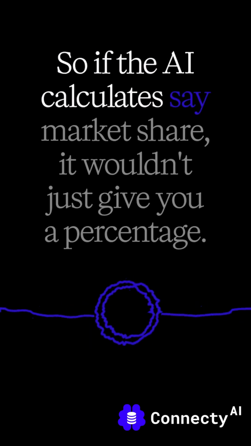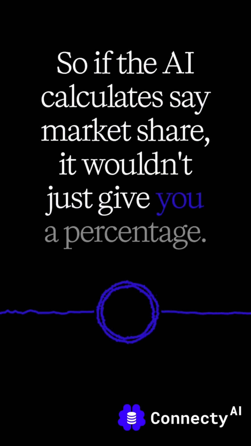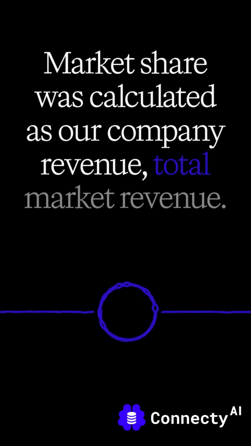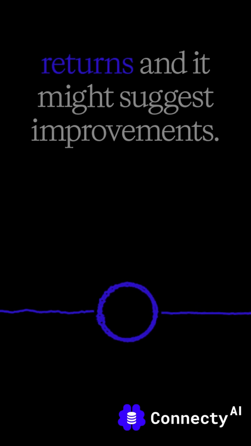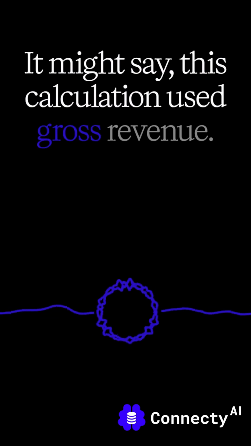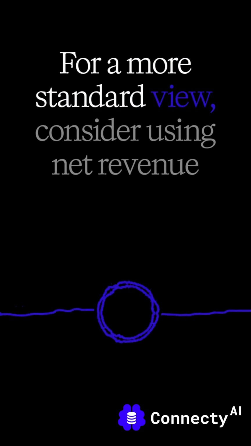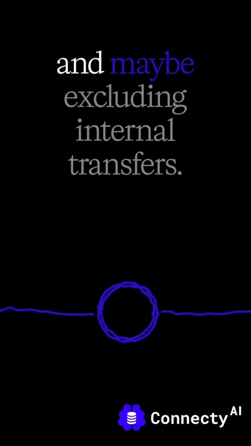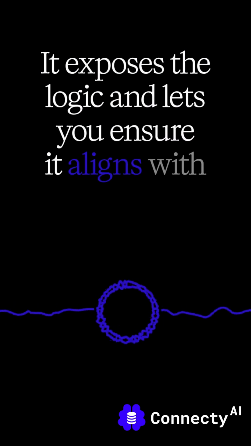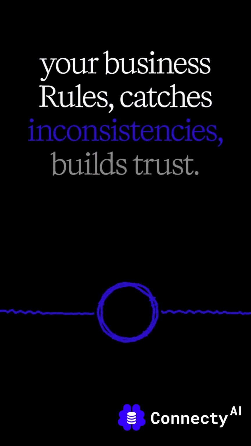So if the AI calculates, say, market share, it wouldn't just give you a percentage. It would explain, okay, market share was calculated as our company revenue over total market revenue. And it might clarify how our company revenue was defined. Maybe it included tax, maybe it excluded returns. And it might suggest improvements. Exactly. It might say, this calculation used gross revenue. For a more standard view, consider using net revenue and maybe excluding internal transfers. It exposes the logic and lets you ensure it aligns with your business rules. Catches inconsistencies, builds trust. Got it.